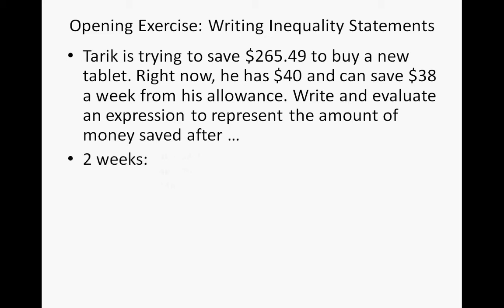So what that would look like is we would plug 2, since it's $38 per week, we can multiply that by 2, and he already had $40 saved up. So by using our order of operations, solving that for 2 weeks, he would have $116. So go ahead, using that same process, what would it be for 3 weeks?